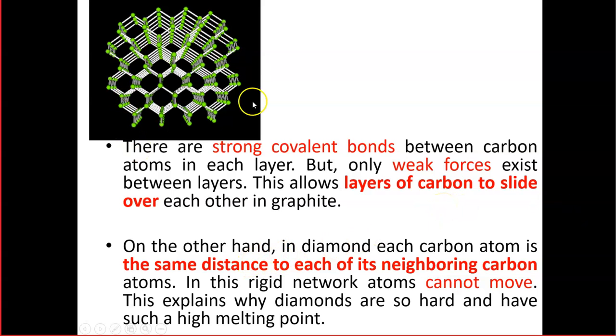On the other hand, in diamond, what will be there? Each carbon atom is at the same distance from each of its neighboring carbon atoms. So the distance between each carbon atom and the other carbon atoms will be fixed. All carbon distances will be the same and they will not be slippery. So that will be rigid bonding. In this rigid network, atoms cannot move. And this explains why diamonds are so hard and have such a high melting point.